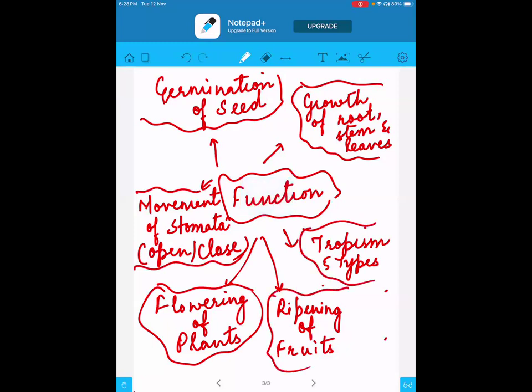Now what happens? These are actually the common functions, but if I talk about germination of seed, or growth of fruit, these functions will be done by one particular hormone only. Now, one by one, we will be learning who is responsible for opening and closing of stomata, who is responsible for the growth, who is responsible for the ripening of fruit, who is responsible for the flowering of the flowers. So like this, each and every function, whatever we have learned just now, will be done by only one hormone. Okay, so what kind of hormone is responsible for what function, that we will be learning.